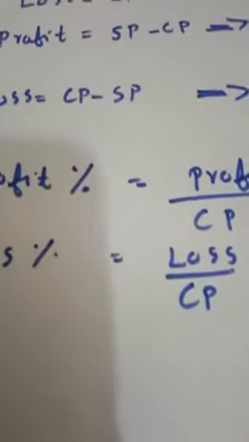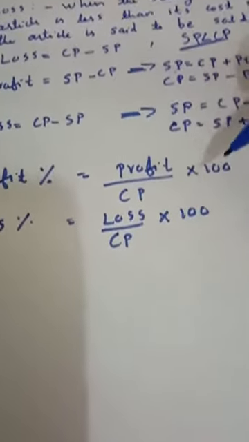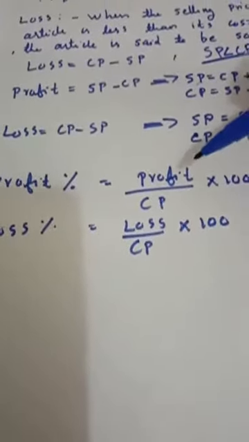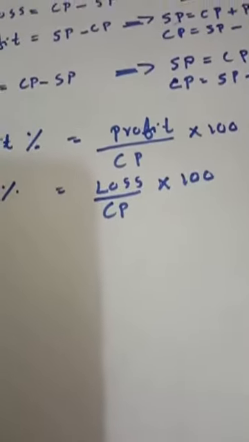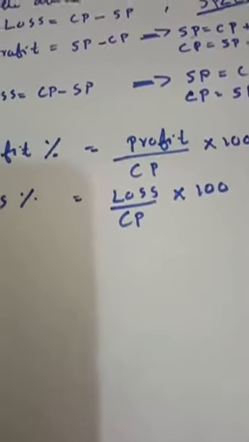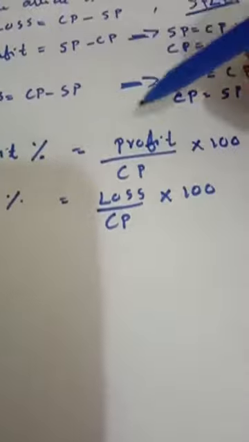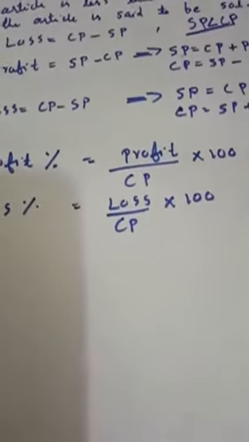Now, how to find profit percentage? Profit percentage is equal to profit amount by CP into 100. And loss percentage is loss by CP into 100. Always write CP in the denominator, because depending upon CP, we are calculating profit and loss.